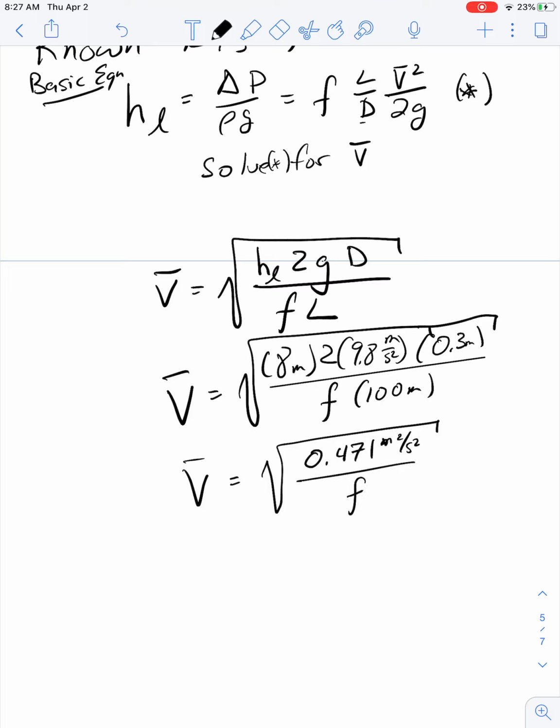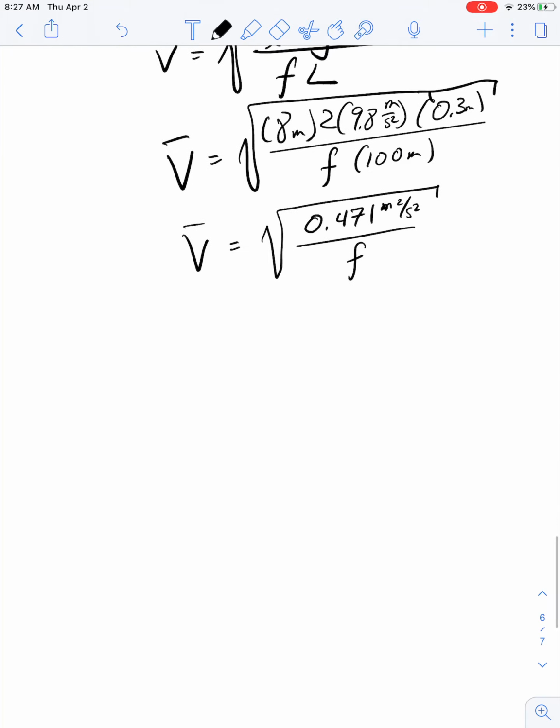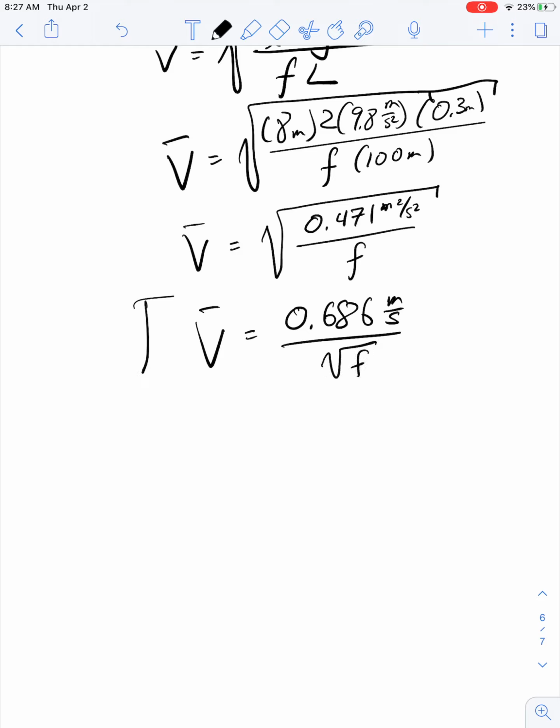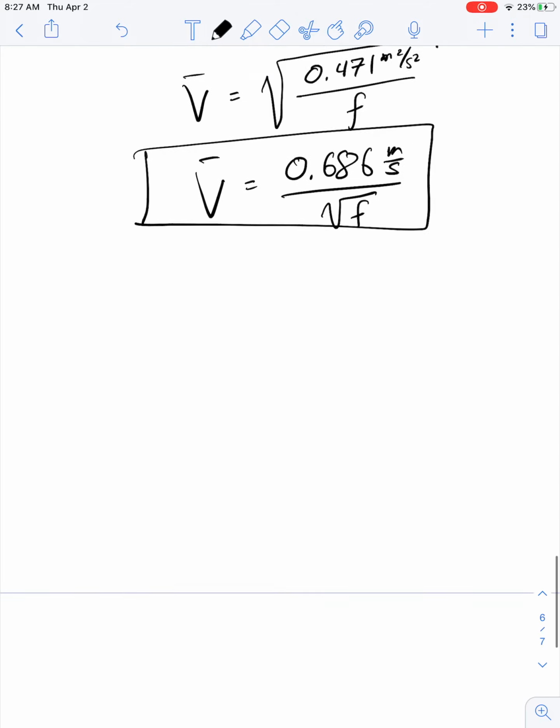That should make sense unit-wise, because the friction factor is a non-dimensional, pi parameter, and so the square root of meters squared per second squared will give us the velocity in meters per second. We'll use that basic equation. Let's simplify it one more time and take the square root: 0.686 meters per second divided by the square root of the friction factor. So we use this equation.